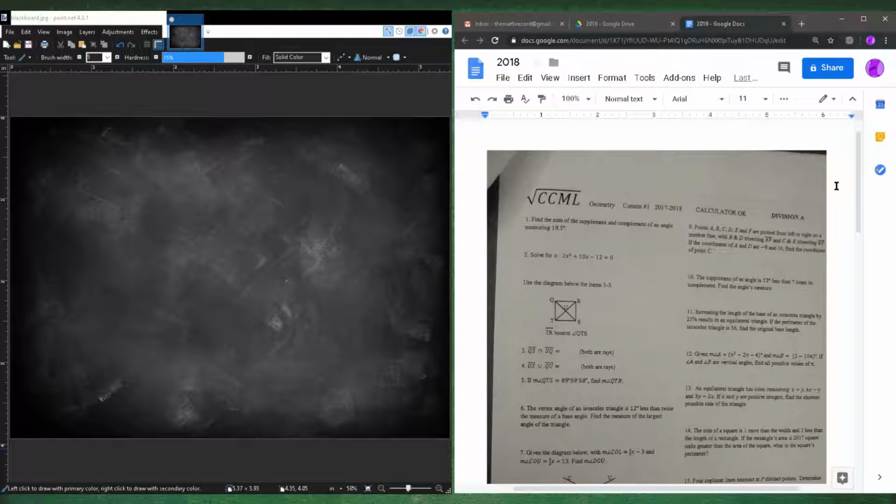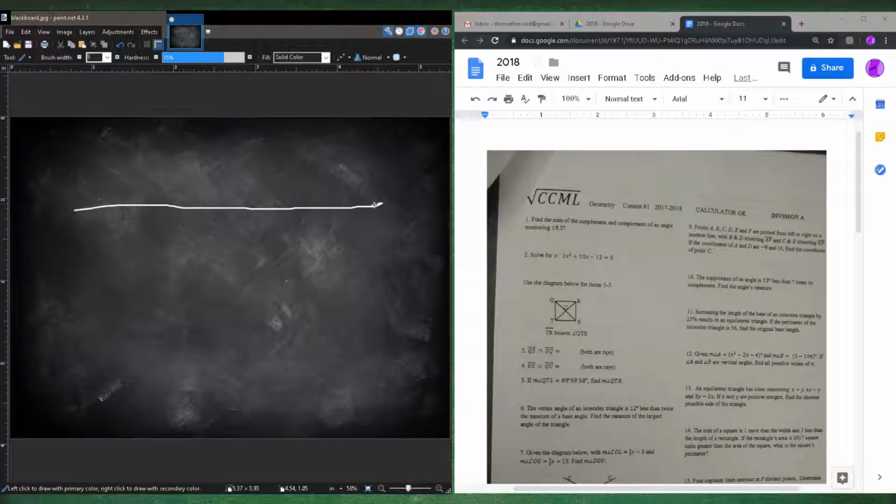Now number 9. Points A, B, C, D, and F are plotted from left to right on the number line, with B and D trisecting AF and C and E trisecting BF. Okay, let's do this on a number line first. Usually when I do this, I only draw the first point and the last point. So we have A, and the last point is F. And the next sentence is that B and D trisect A and F. So we have B right here and D.